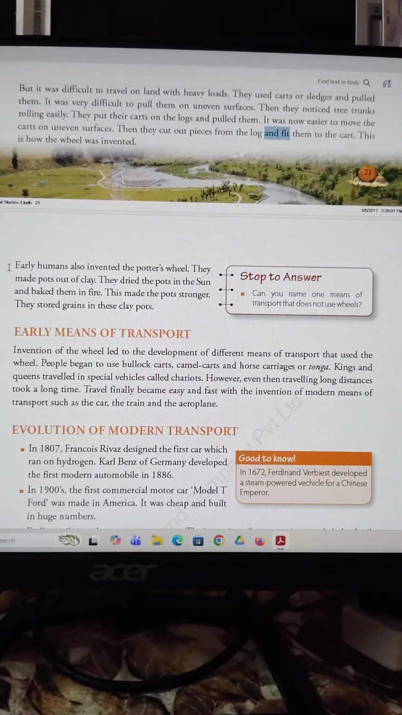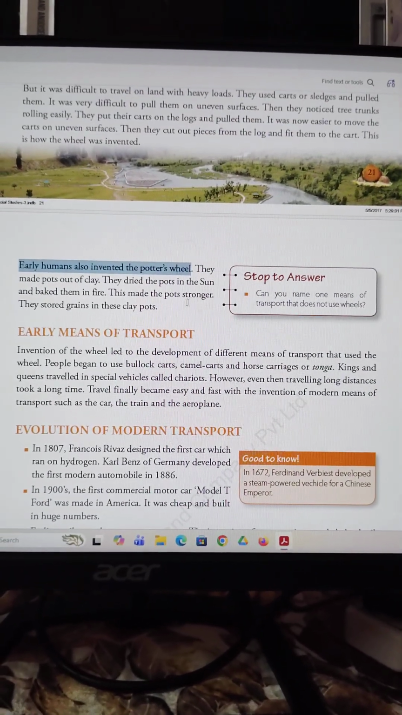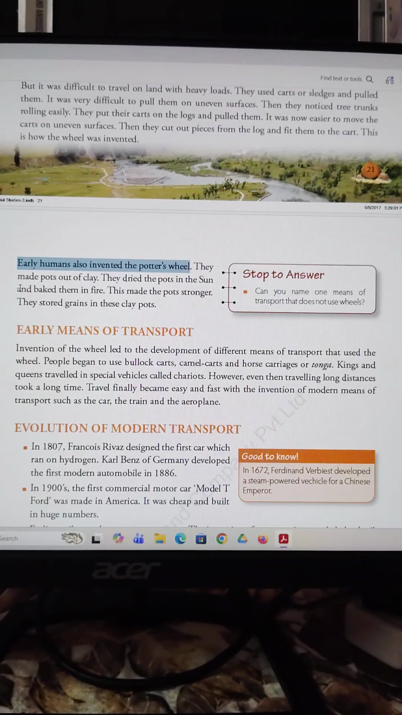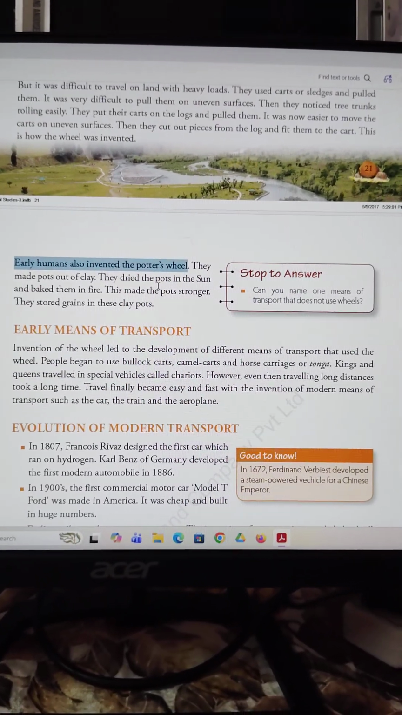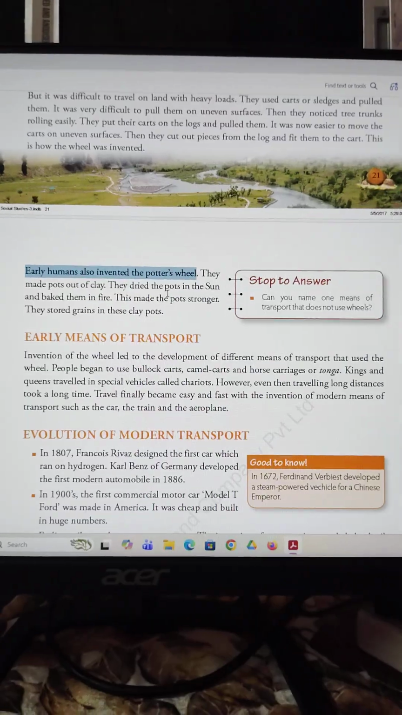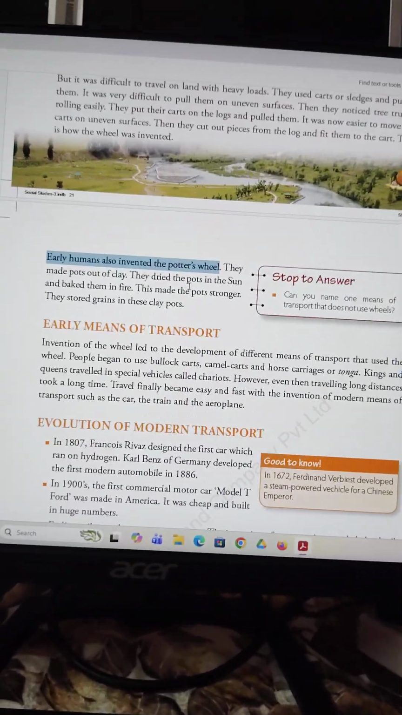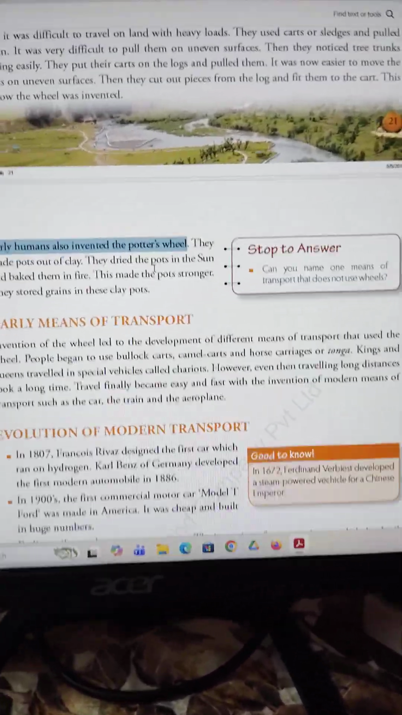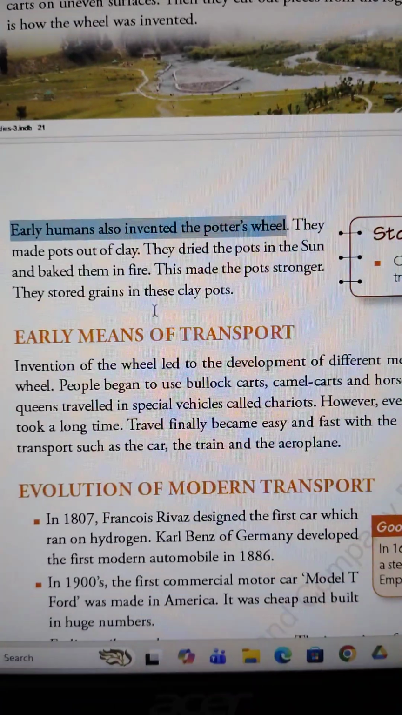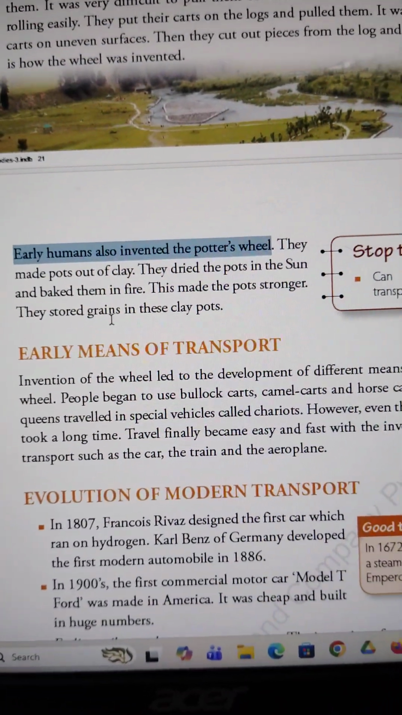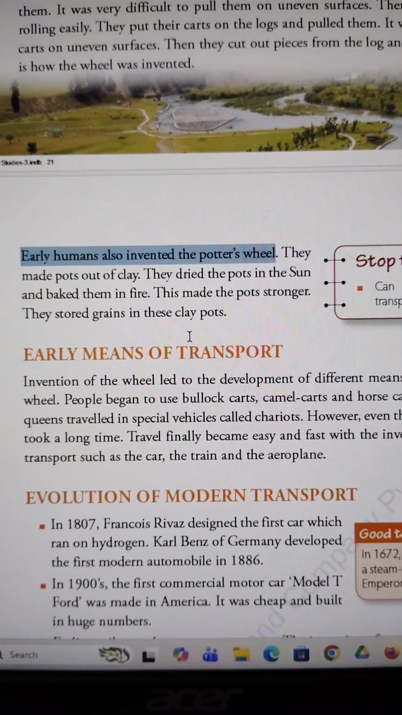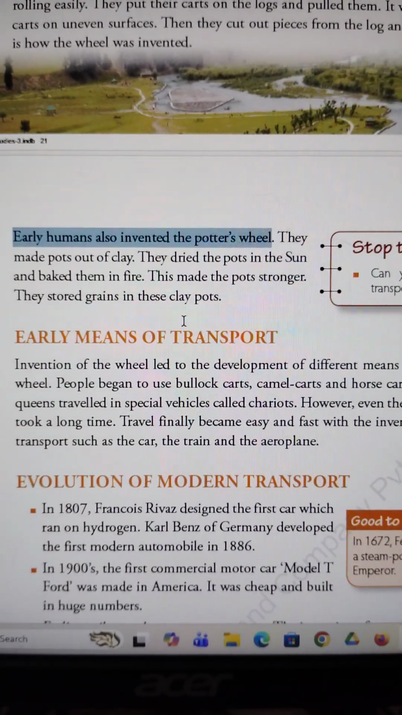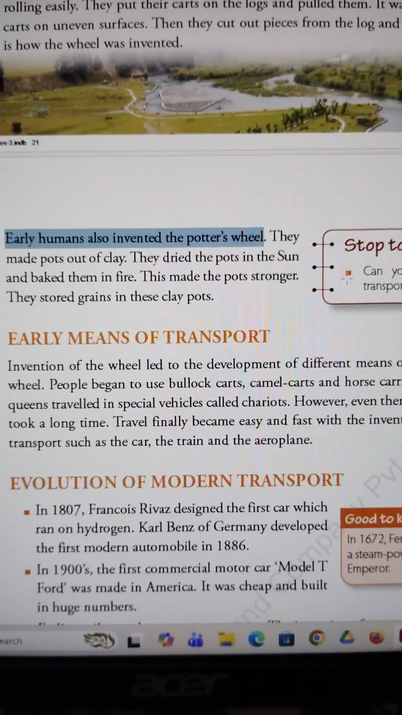Next, early humans also invented the pottery wheel. They made pots out of clay. They dried the pots in the sun and then baked them in a fire. This made the pots stronger. They stored grain in these clay pots. Then they used them for cooking and for drinking water.